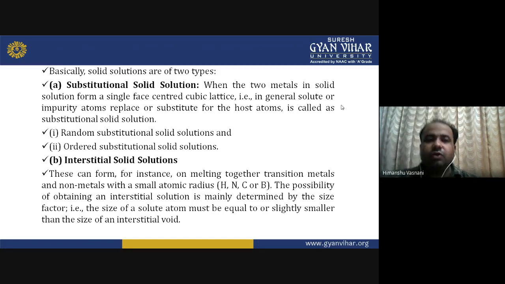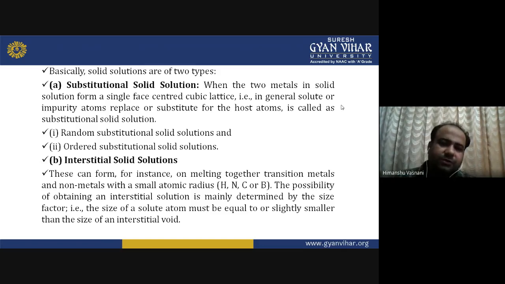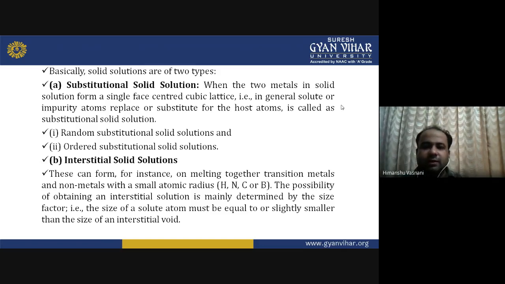That is, in general, solute or impurity atoms replace or substitute for the host atoms. It is called a substitutional solid solution. Then there are random substitutional solid solutions and ordered substitutional solid solutions. These are the different kinds of substitutional solid solution, where the atoms are arranged randomly or orderly.